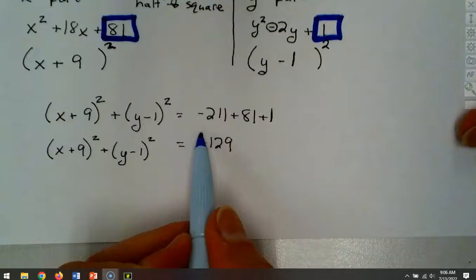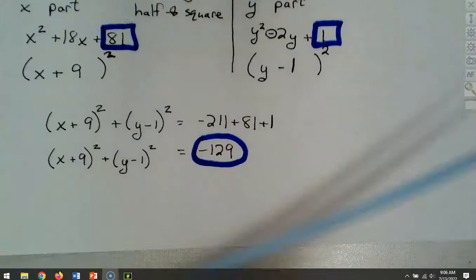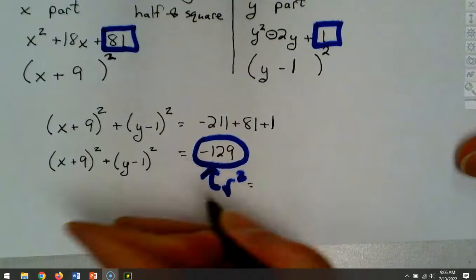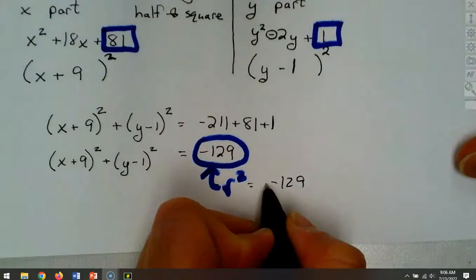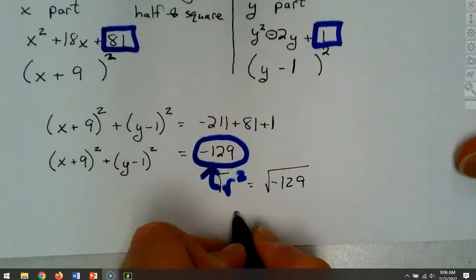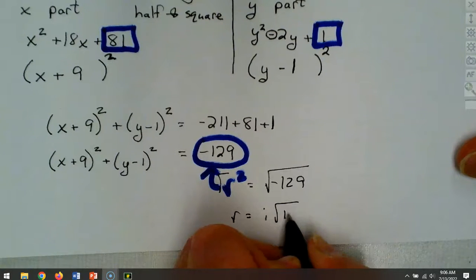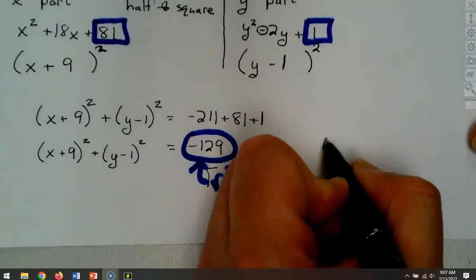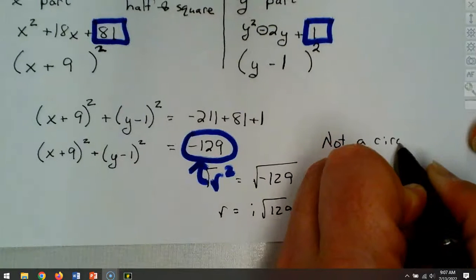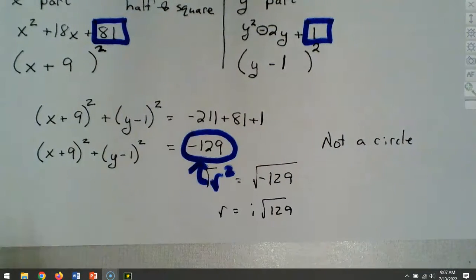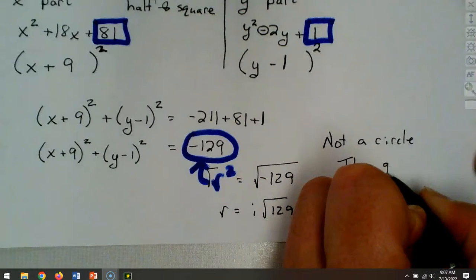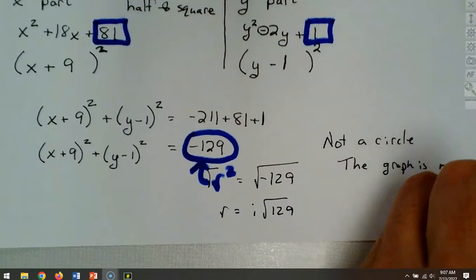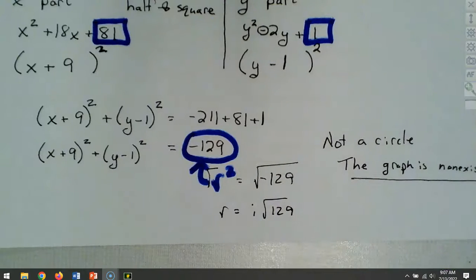When we worked it all the way out to the very end, if this is negative, that, remember, is your r squared. So that would mean r squared equals negative 129, right? And if you try to take the square root, that gives you i. Now, can you ever have an imaginary radius? Is that ever possible? No. So this one is not a circle. And it's not a circle, so what is it? The graph is non-existent, because it's a negative number.